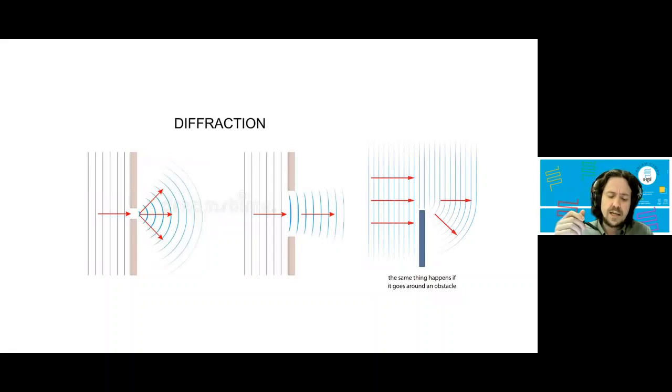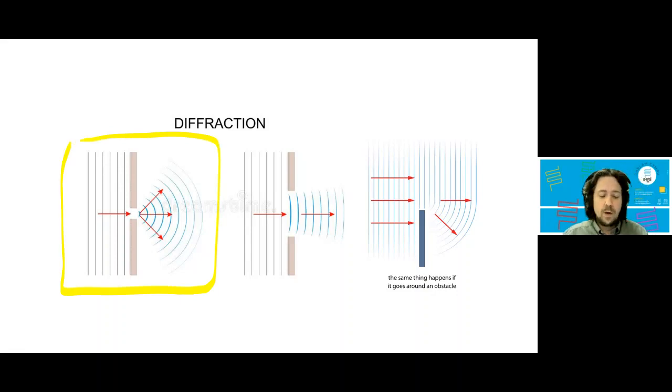Essentially, diffraction is the spreading of a wave when it encounters a boundary or a gap or an obstacle. So here, if you look at this first example, we have wavefronts coming towards a gap. When they hit that gap, they pass through the gap, but rather than just staying narrow in their focus, they actually spread out and emanate in all directions.